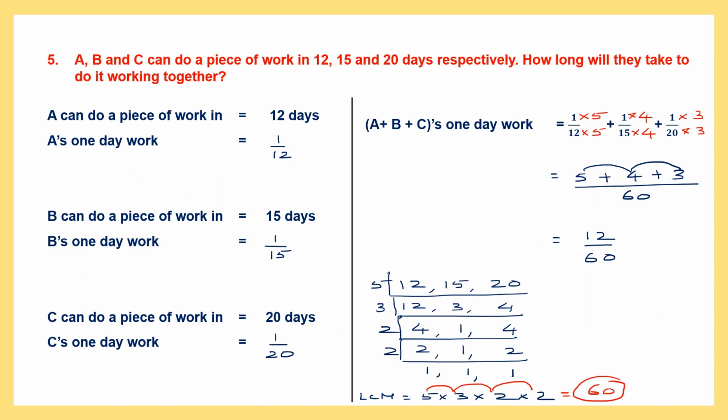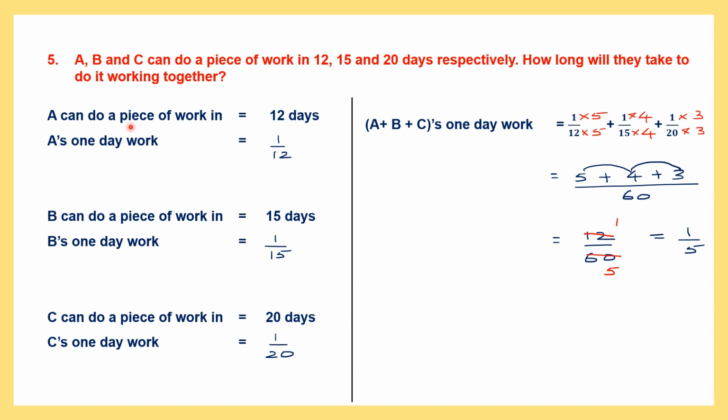Let's reduce it to the lowest term. We can divide both by 12. 12 ones are 12. 12 fives are 60. So what do we have here? Here we have 1 by 5. So the question is, how long will they take to do it together? Now their 1 day's work is 1 by 5. That means they will take 5 days to complete that work. So what is our answer? Our final answer is 5 days.